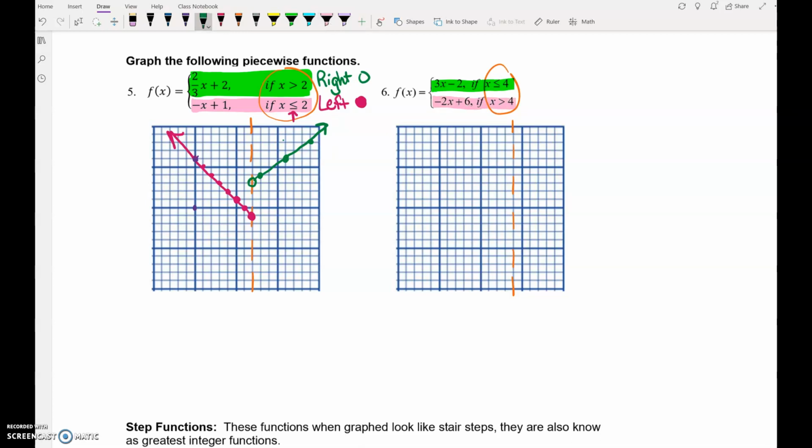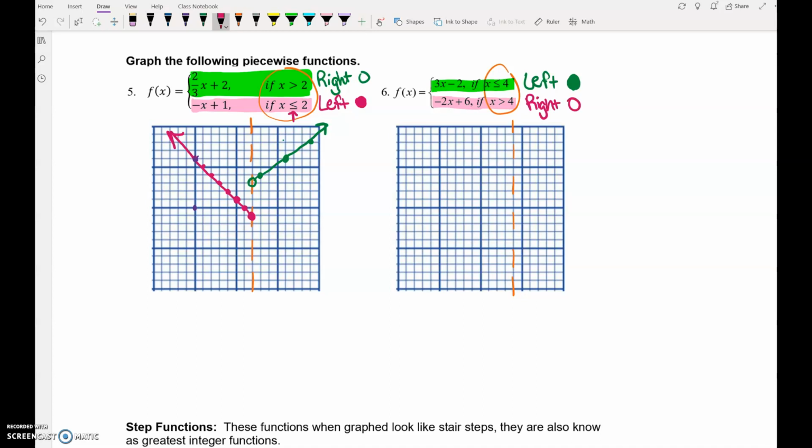The green function, my top function, is when x is less than or equal to 4. Is less than 4 on the left side of this orange line or on the right side? Left side. So the green function is going to be on the left, and that includes the equal to symbol. So you're going to have a solid dot on the orange line. The pink one is then on the right, and it will have an open dot.